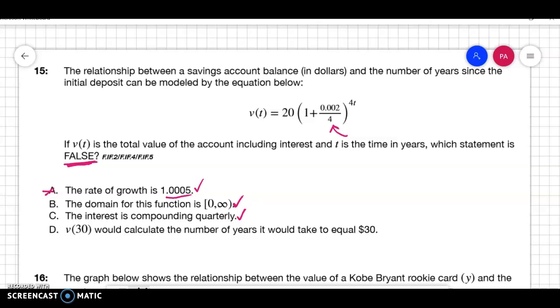V of 30 would calculate the number of years it would take to equal $30. No, notice what's inside is T, that's time. So that would be after 30 years. So this is the one that is not true.